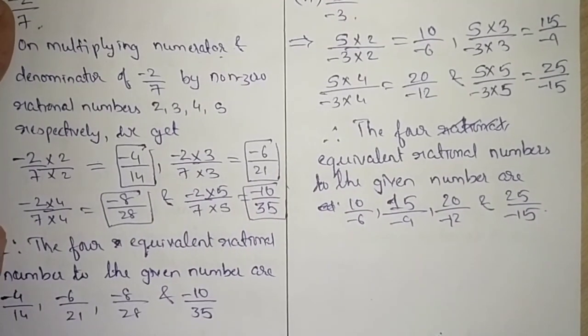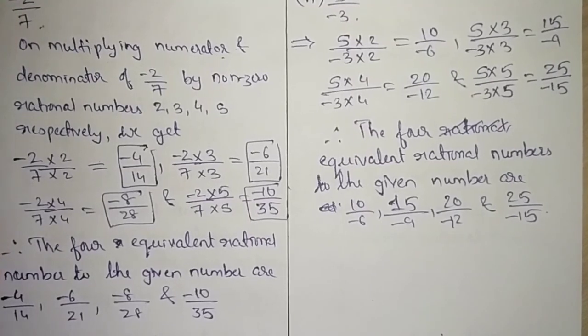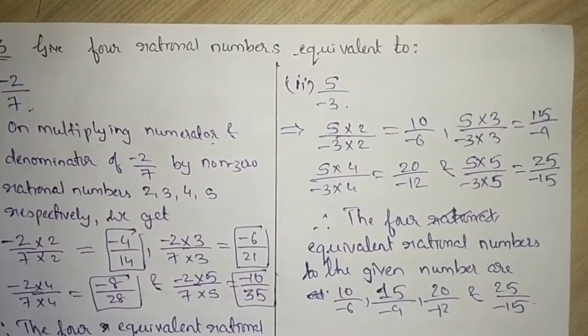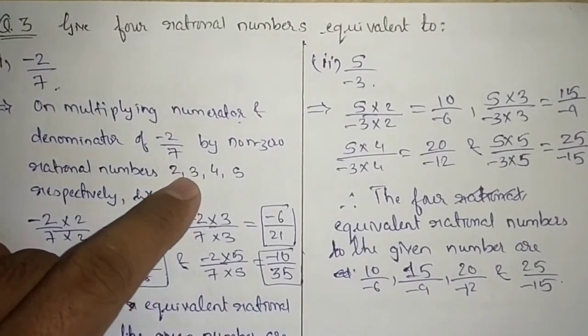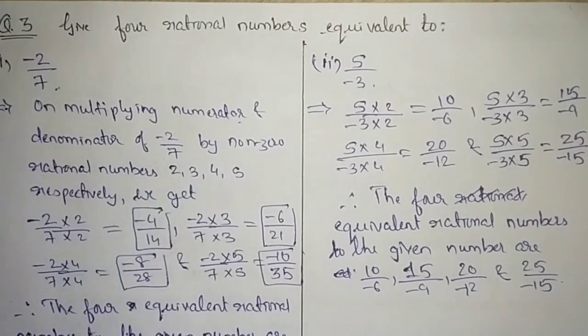Hope you have understood how to write 4 equivalent rational numbers. If they have given you 2 rational numbers, then you are supposed to multiply by 2 numbers only. This is how we can solve this question. Hope you have understood both the questions, that is question number 2 and 3 perfectly. If not, please go through it once and please go through it thoroughly. Don't skip the videos so that you can understand properly.